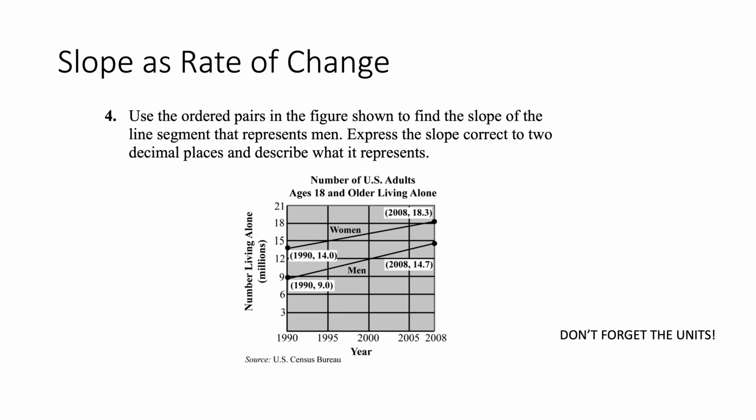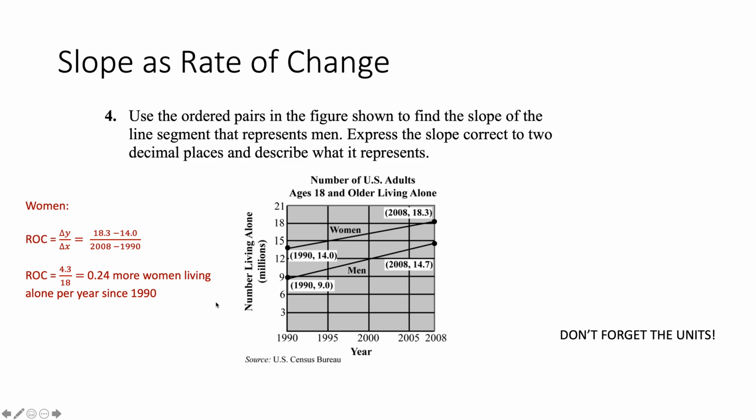Okay, assuming that you did stop and start, we know that change in slope, or rate of change, which we abbreviate ROC, is the change in y over the change in x. You could also use the formula y from the second point minus y from the first point, y sub 2 minus y sub 1, over x sub 2 minus x sub 1, which is x from the second point minus x from the first. So my y's are 18.3 and 14, and my x's are 2008 and 1990.